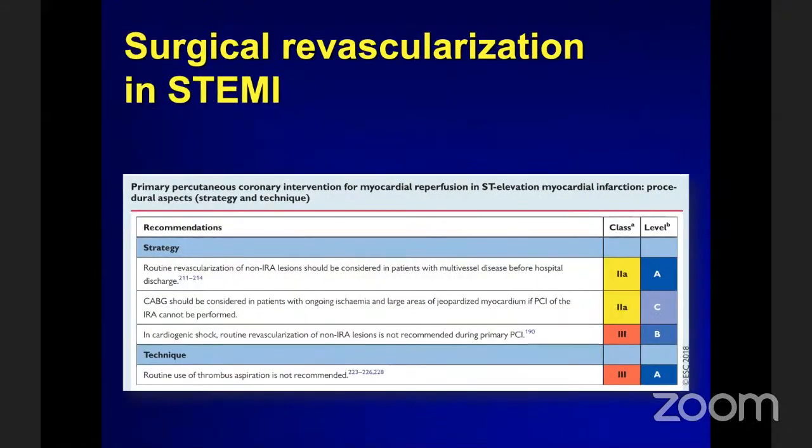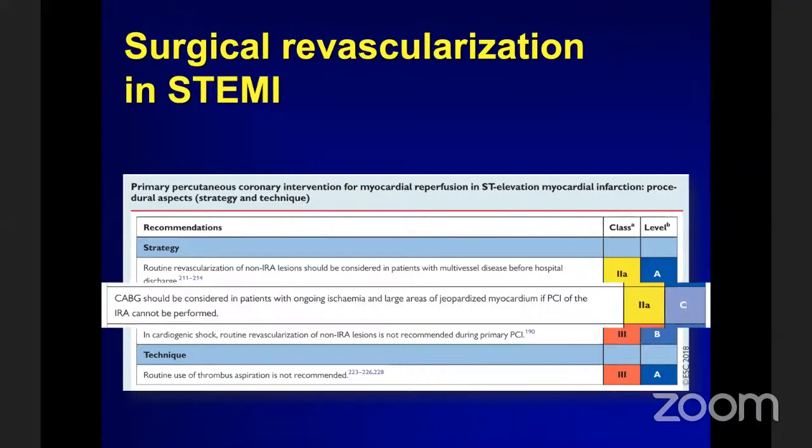Surgical revascularization in STEMI. Coronary artery bypass graft is considered the strategy of choice if there is ongoing ischemia in a large area of damaged myocardium, if PCI of the infarct-related artery can't be performed, either for inaccessibility or a failed attempt to bypass this lesion.